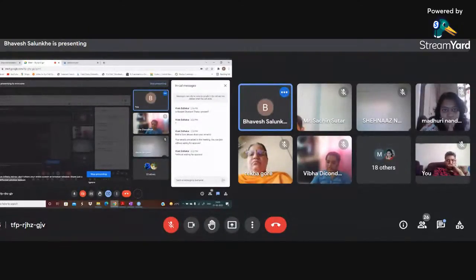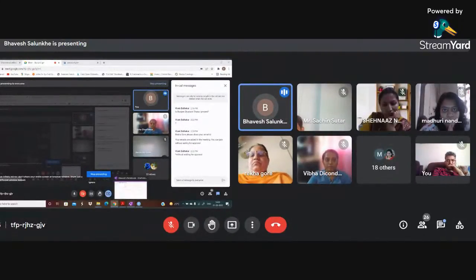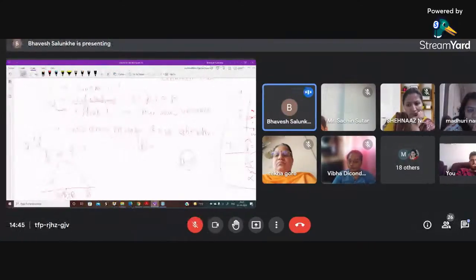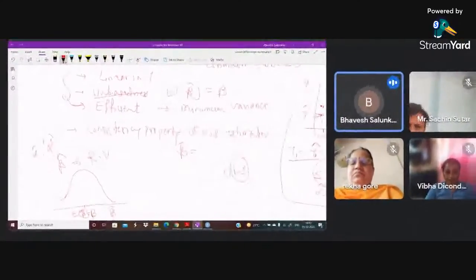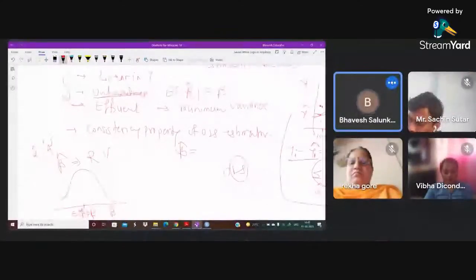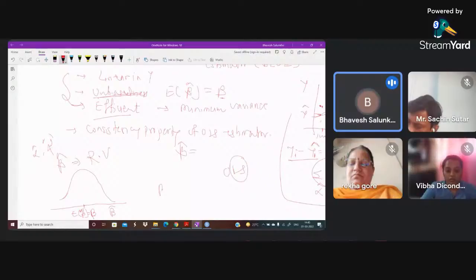Sorry for this disturbance. I'll get back to our derivation here. So here the expectation of beta hat is beta, that is equal to the true parameter, and that is what is meant by the unbiasedness property of beta hat. So beta hat is an unbiased estimator of the true population parameter beta. What do you mean by efficiency? It has minimum variance. The beta hat has minimum variance.